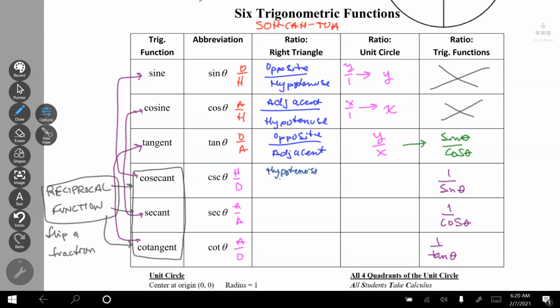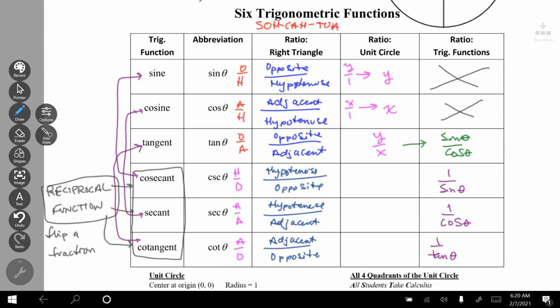Hypotenuse over opposite. Hypotenuse over adjacent. And adjacent over opposite.